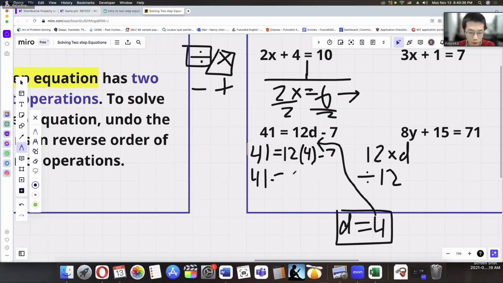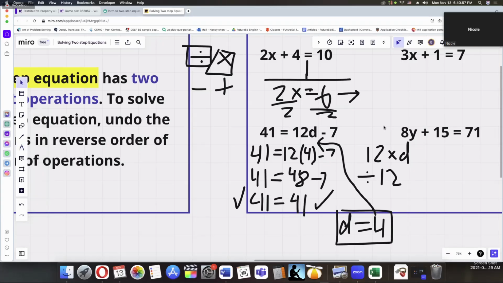So what's 12 times 4? 48. 48 minus 7 is what? 41. So we see that 41 is equal to 41. This is good. We got that covered.